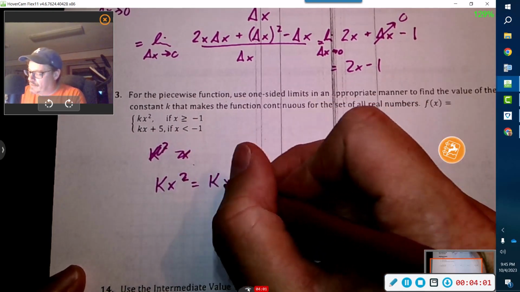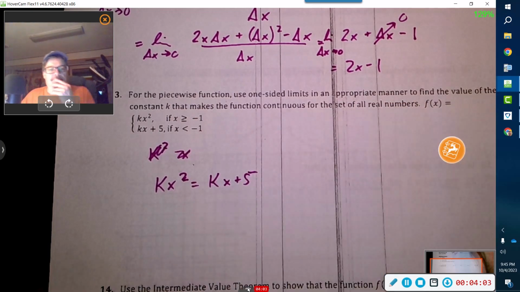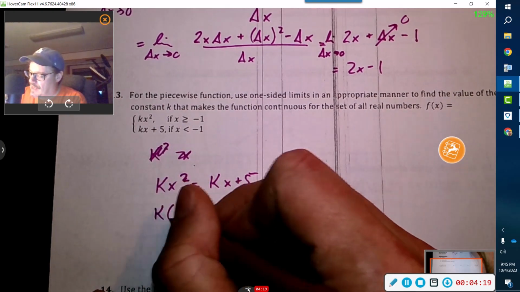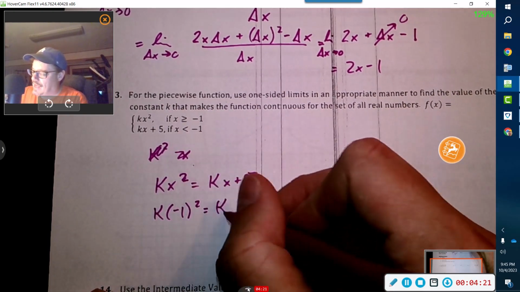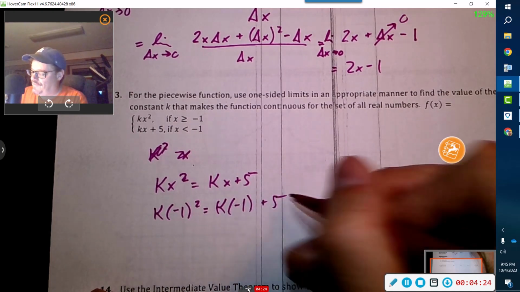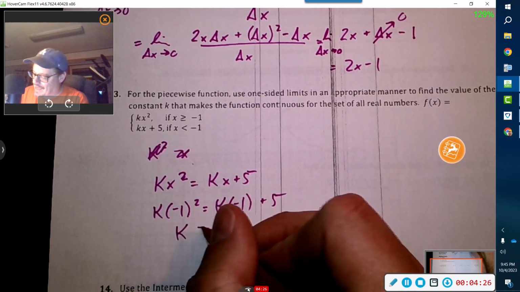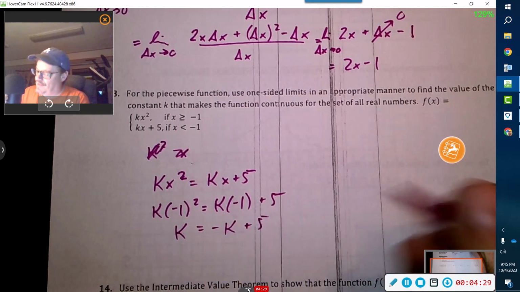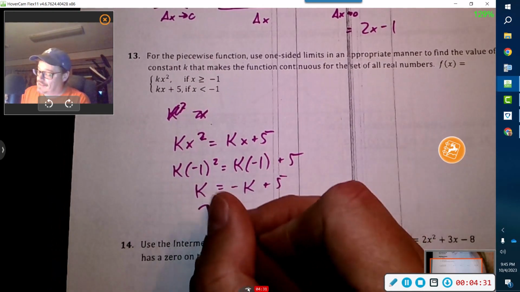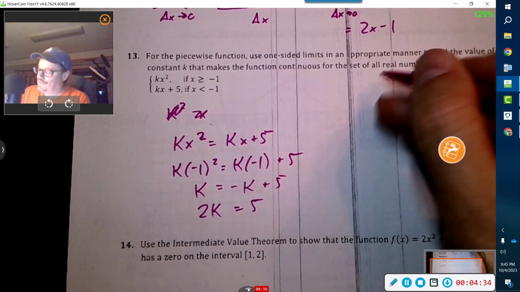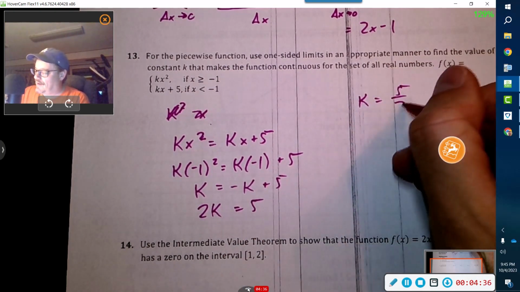They're going to equal each other here. So what we've got to do is find a value of k that will make these guys line up. Now, two variables, one's got to go, so we need some other information. I see here that the x is -1. So k times -1 squared equals k times -1 plus 5. So this would be k equals -k plus 5. Move the -k over to the other side, so you get 2k equals 5. So k equals 5 divided by 2, which is 2.5.